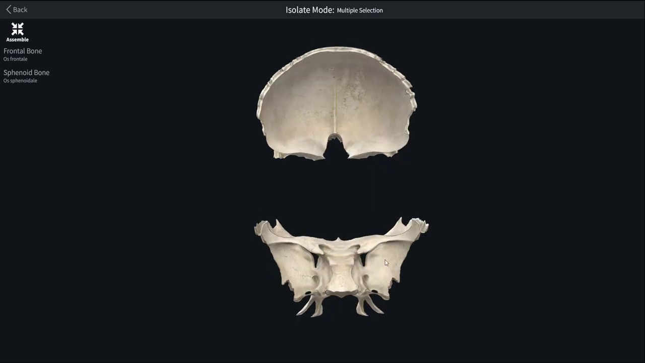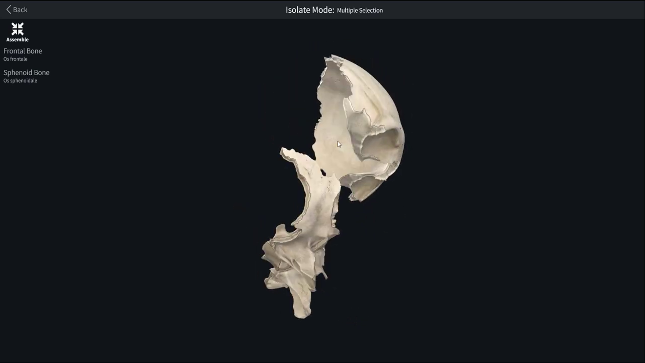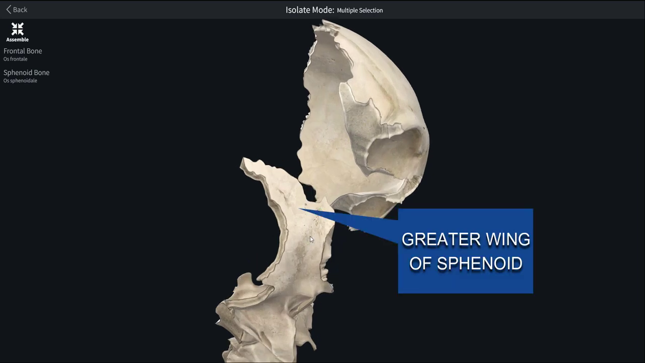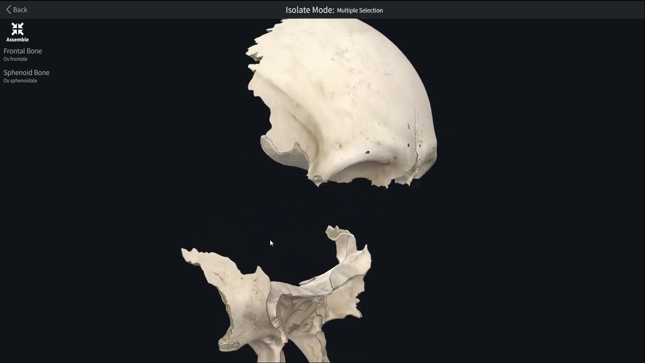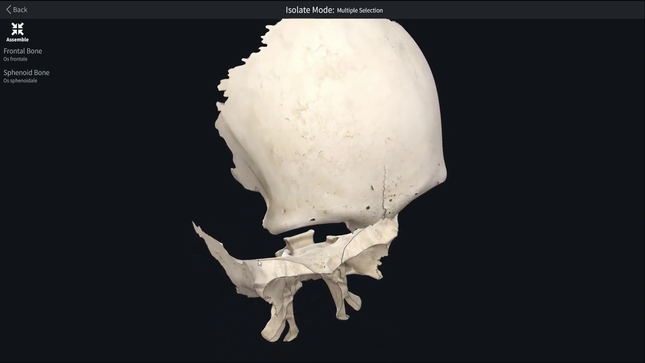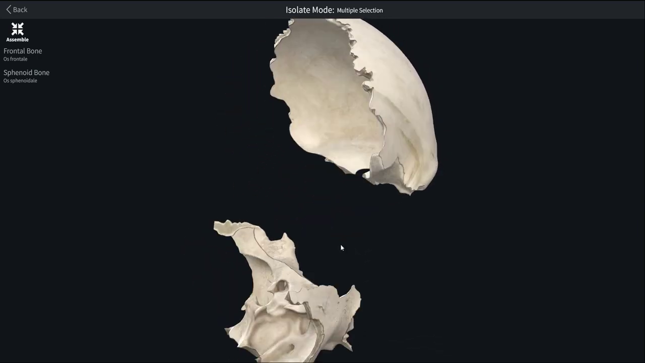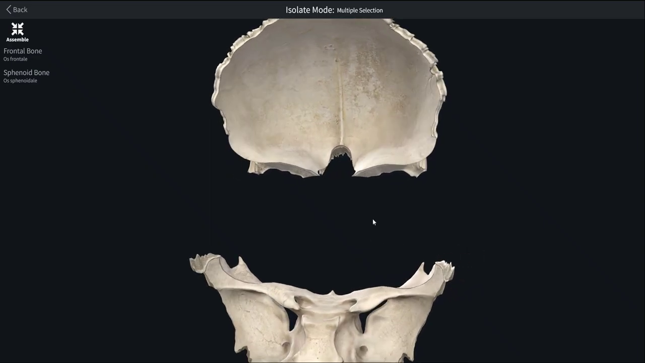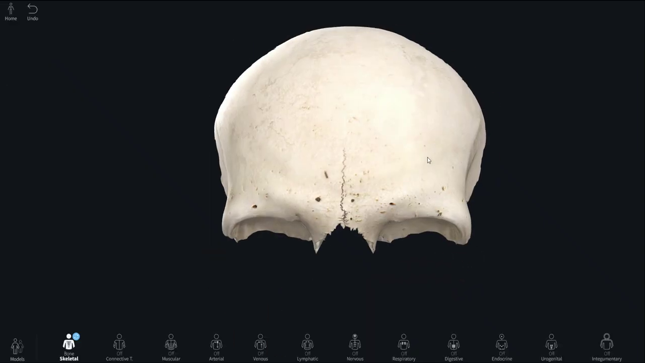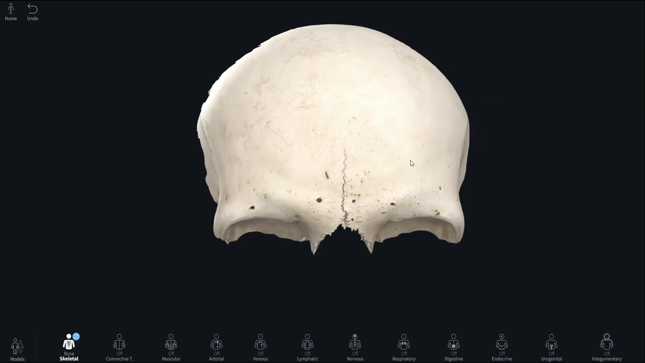Okay, so this triangular area is adjacent to the greater wing of the sphenoid bone. More details will obviously be covered when we talk about the sphenoid bone individually. Having talked about the different articulations, let's talk about the internal surface of the frontal bone.